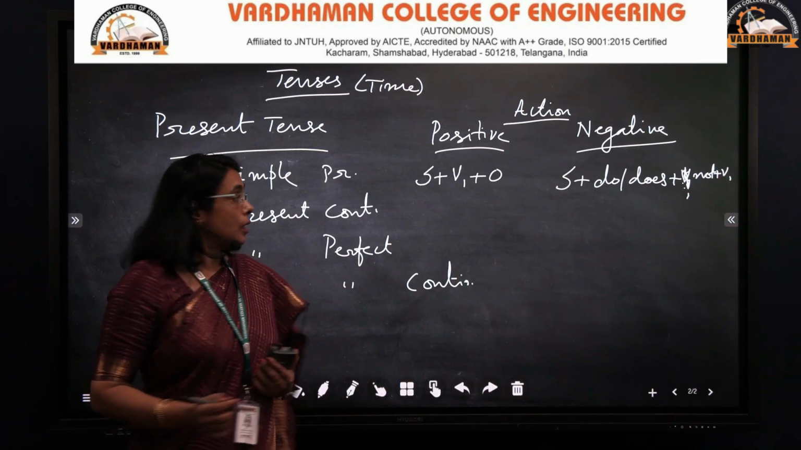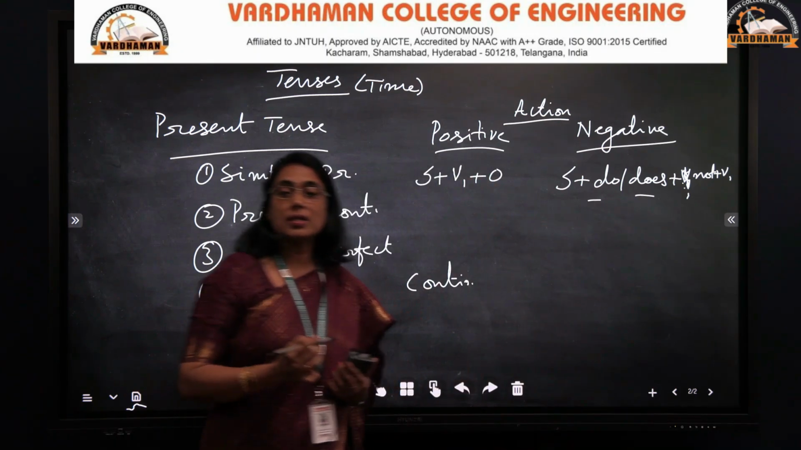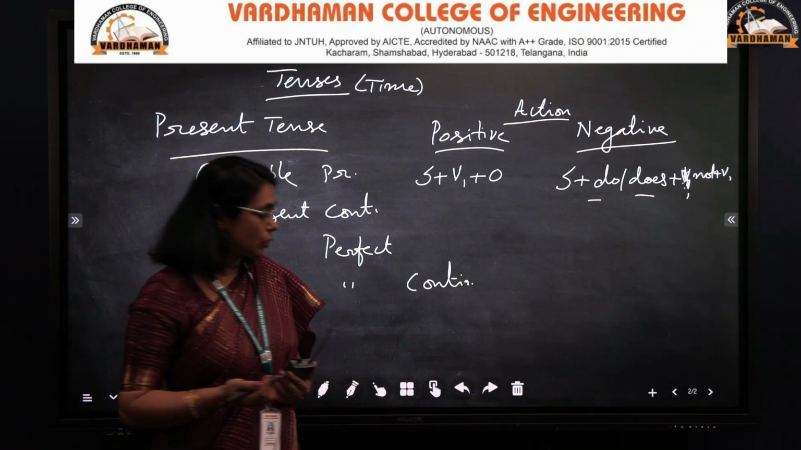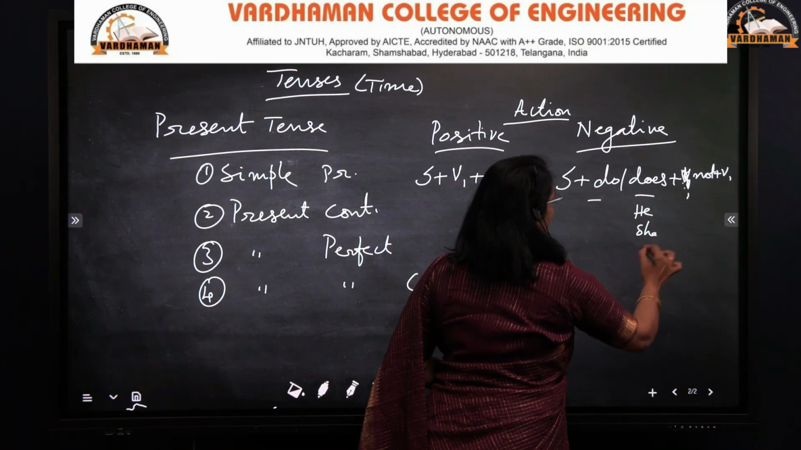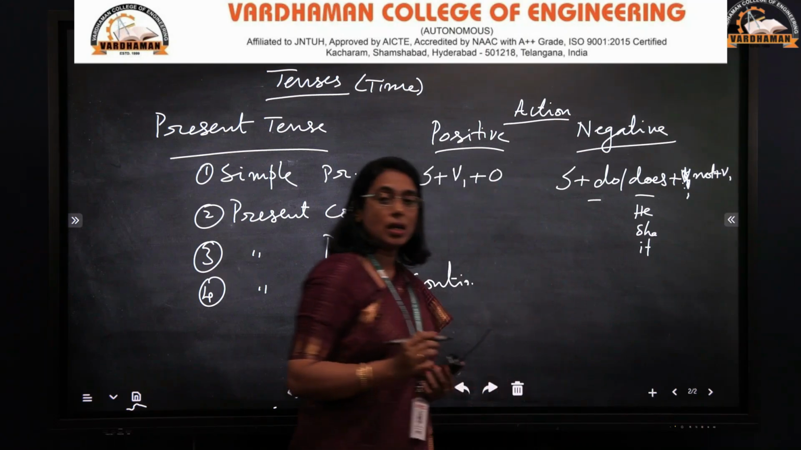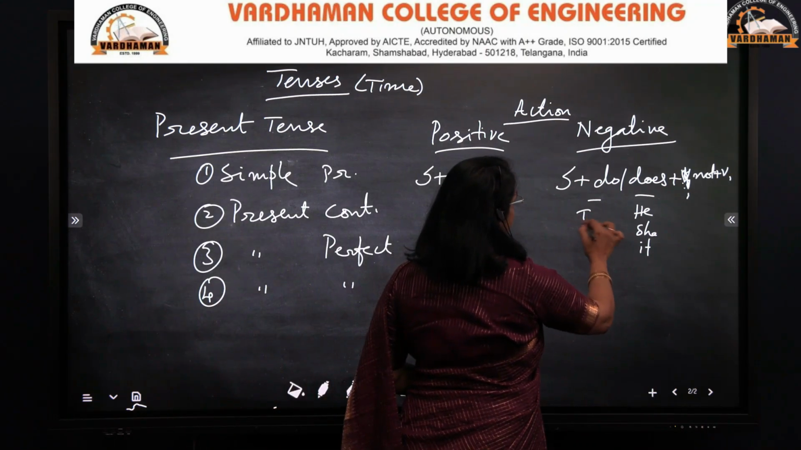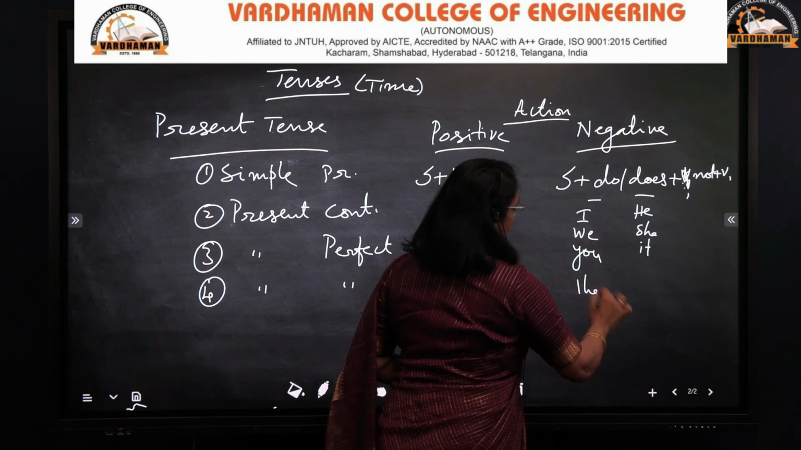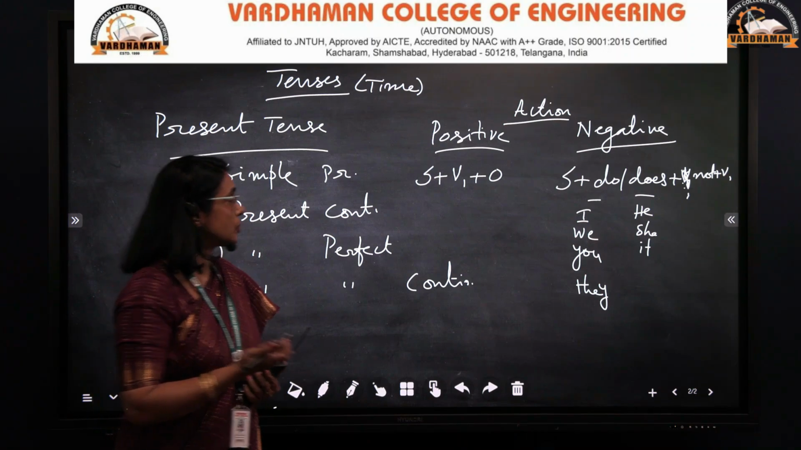So when should we use do and when should we use does? With all the third person singulars we have to use does. For the rest of the subjects we have to use do. With he, she, it, and all the singular nouns we have to use does. And with the rest of the subjects like I, we, you, or they, we have to use do. These are the helping verbs we generally use.